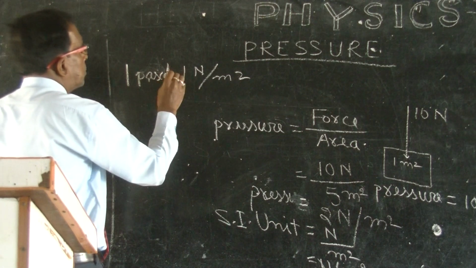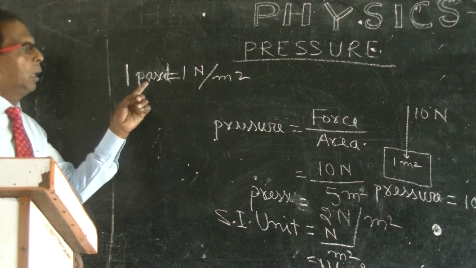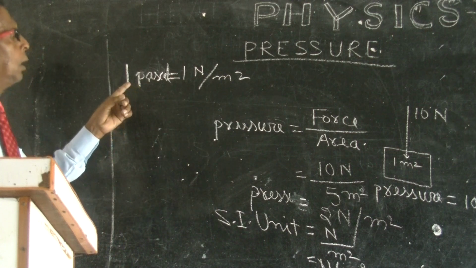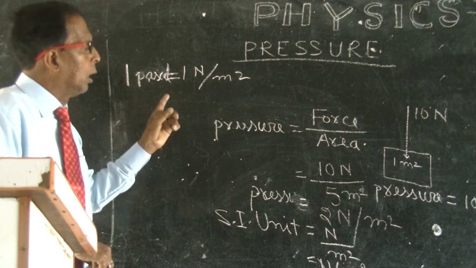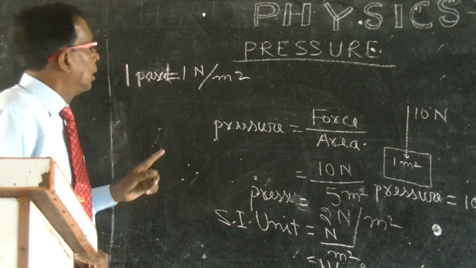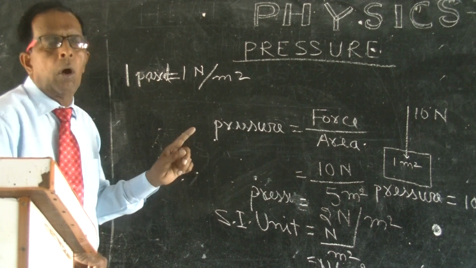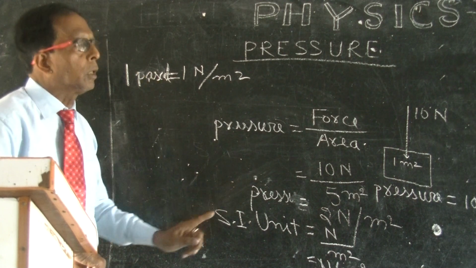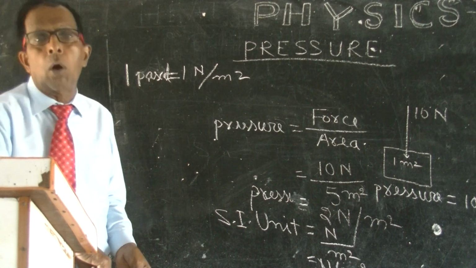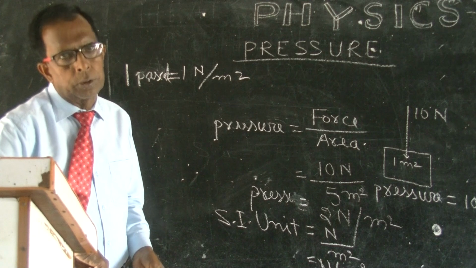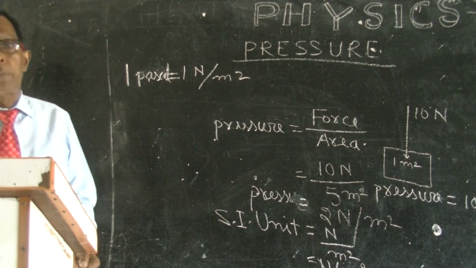A scientist from France, whose name is Pascal, invented this. This is a unit, so the name is Pascal. 1 Pascal is when a 1 Newton force is acting on a surface of 1 meter square, then the pressure on that surface is called 1 Pascal. I think that it is clear.